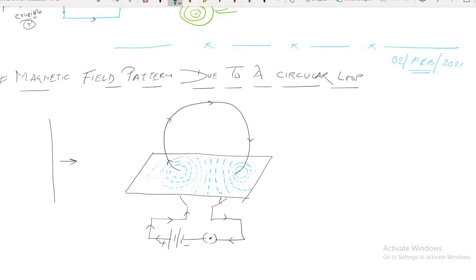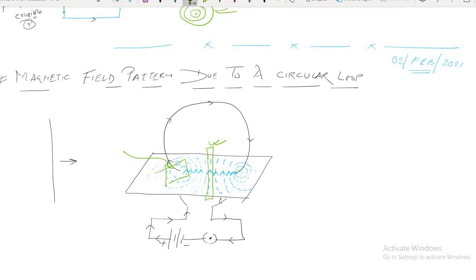Can you see that I am drawing? Can you see the picture? Yes, sir. So, they all are again forming circular pattern, but you can see that at the center, what's happening? At the center, it is forming a straight line. But near the wire, it is forming circular sections. Yes or no? Yes, sir.